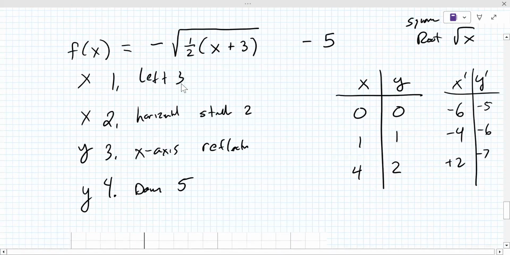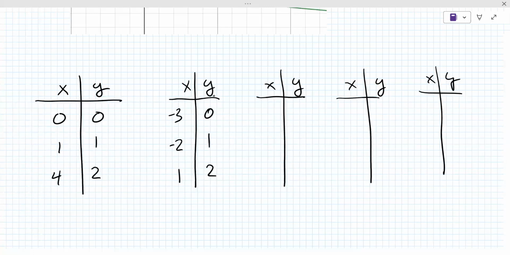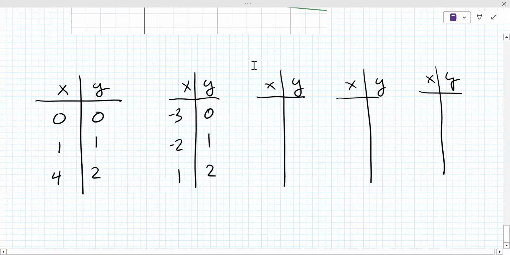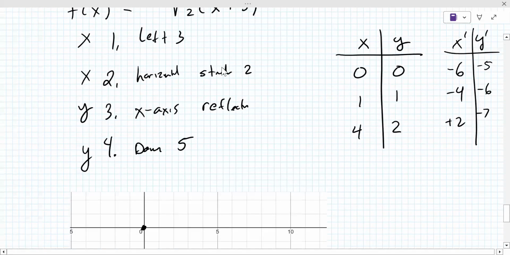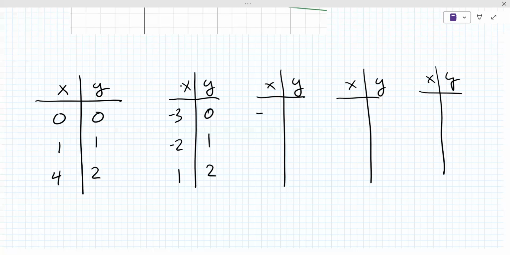Left 3. So you're going left 3 on all the x values: -3, -2, and +1. Is that what you have? Yeah. Okay, the next one I had written is horizontal stretch of 2. So that affects the x. All the x's get multiplied by 2.